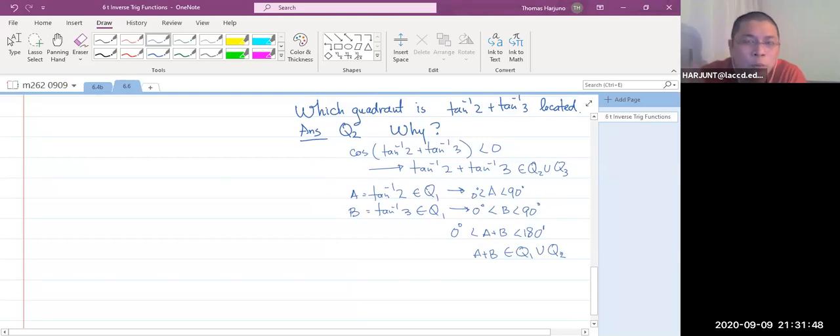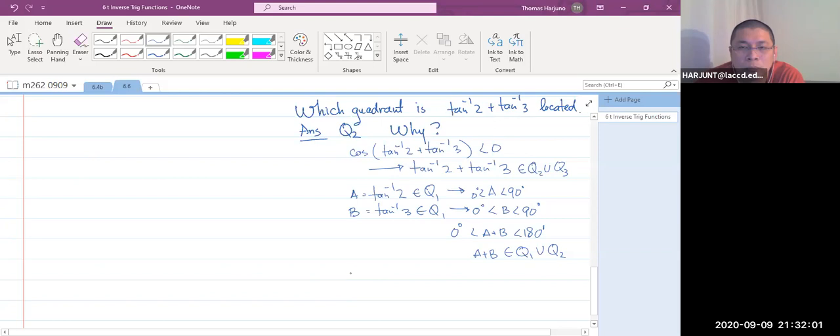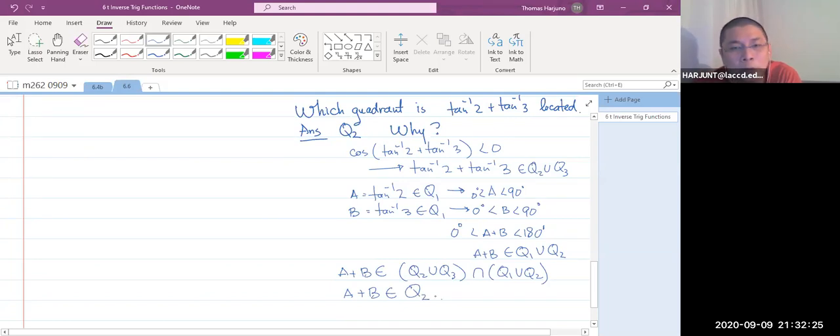So from the cosine point of view, it is in quadrant 2 or 3. From the inverse tangent point of view, the sum must be in quadrant 1 or quadrant 2. So A plus B has to be in quadrant 2 or 3 and quadrant 1 or 2. Then for sure it must be in quadrant 2. Okay, that's how we argue for that.